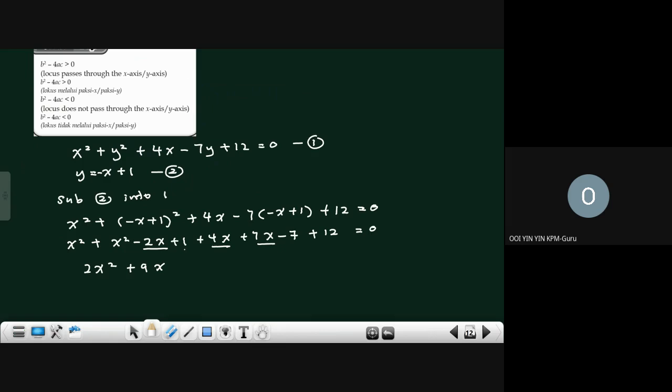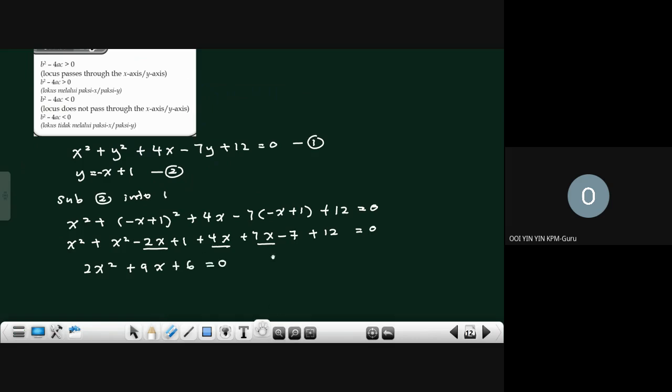Okay, and then your 1 with your 12, oh sorry, your 1, negative 7, and 12. This one will give you negative 6 and then positive 6 overall. Positive 6 equals to 0.